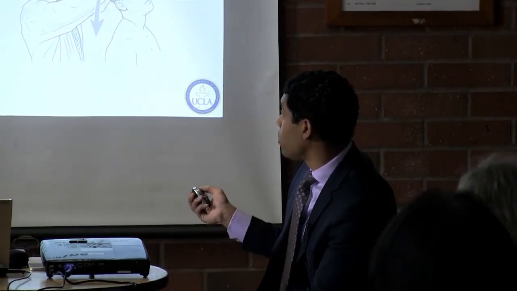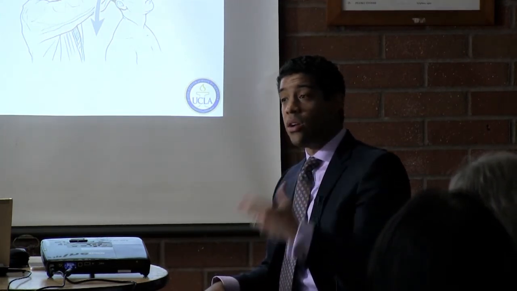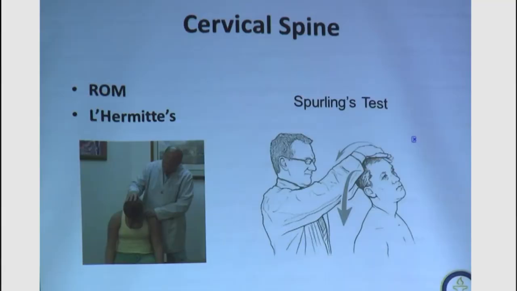Like I said, the cervical spine is always where I start. I'll check the range of motion of the neck, and then there are very specific tests that we can do, such as Lhermitte's and Sperling's test, to decide whether or not you have any impingement of the nerves that are coming out of the cervical spine. That's what can cause the referred pain that comes down to the shoulder.